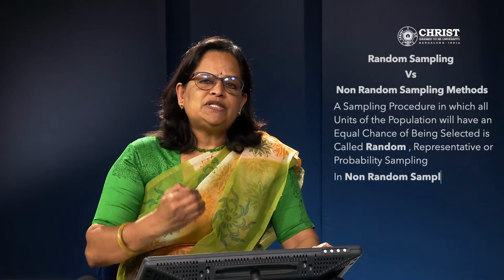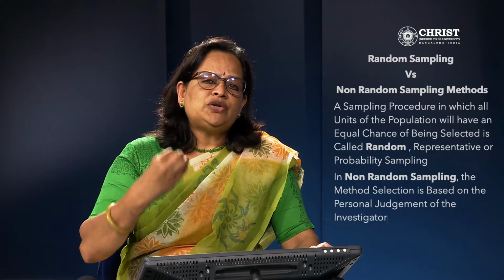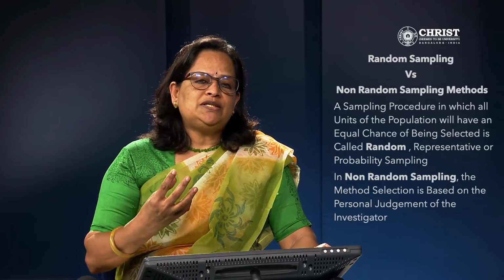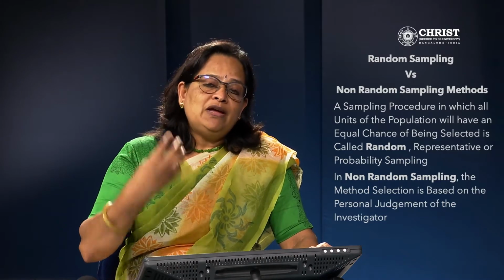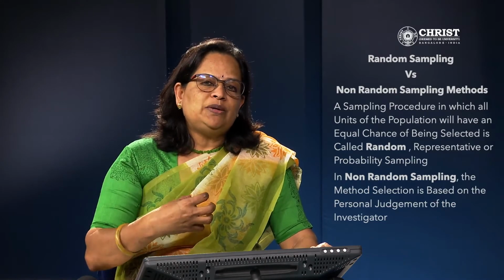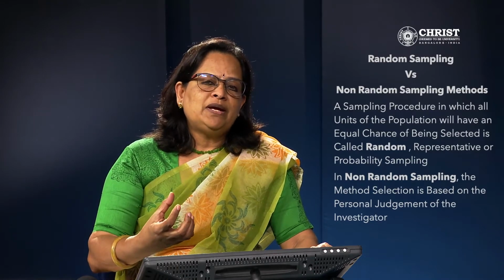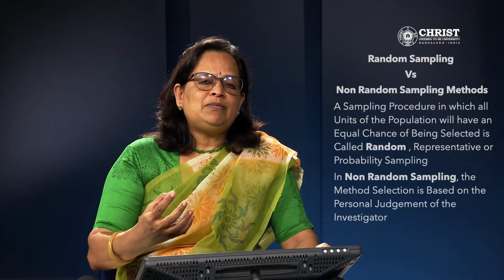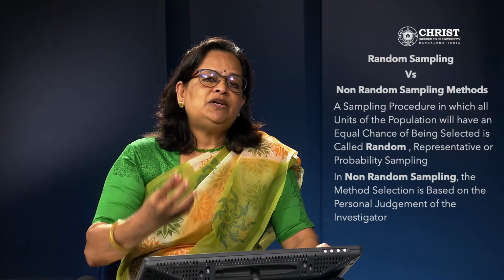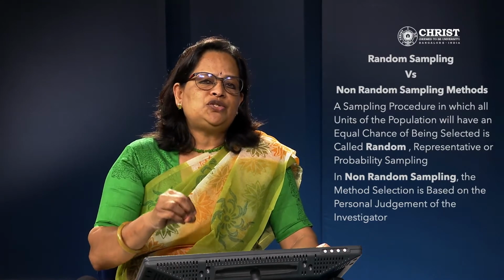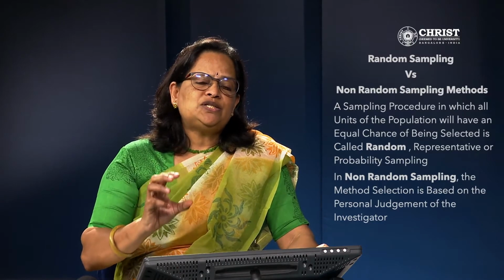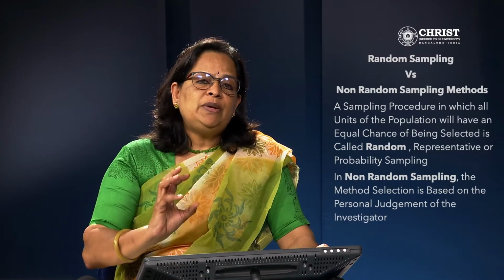Whereas non-random sampling method is based on the personal judgment of the investigator. See, if I want to take feedback about my class, I will select 10 students who are close to me, so they will give good feedback about my class. So that is non-random sampling. This is not an accepted method because here I am using my personal judgment, my association with the students. On that basis I am selecting the students in the study.